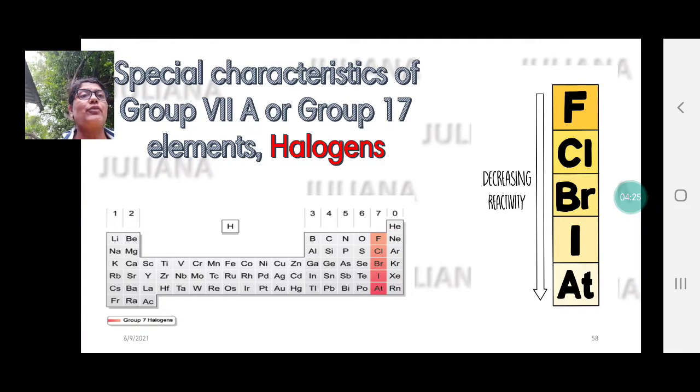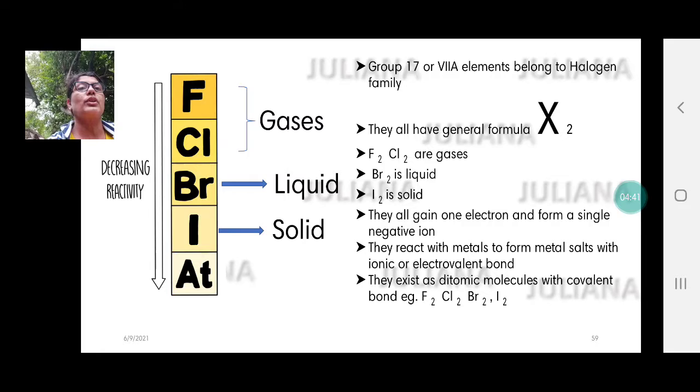Like fluorine, if it reacts with sodium, it forms sodium fluoride, sodium chloride, sodium bromide, sodium iodide, sodium astatide. In this way they form salts. With calcium, they'll form calcium fluoride, calcium chloride, calcium bromide, calcium iodide, and so on and so forth. So group 17 or 7A elements belong to the halogen family. They are all halogen family.